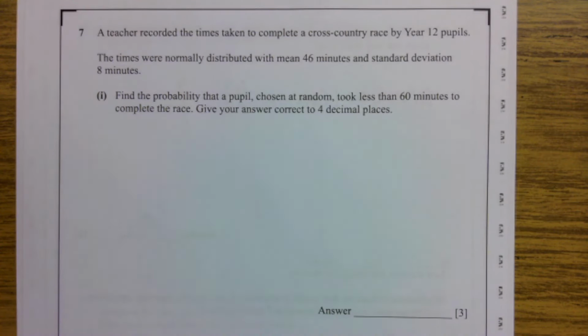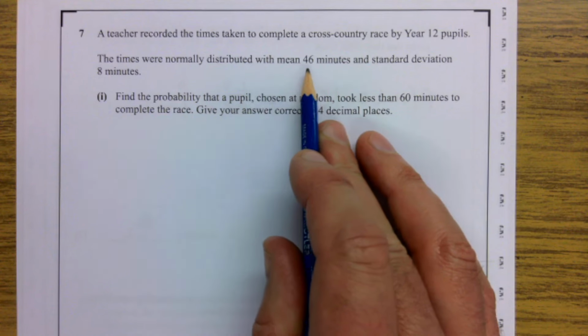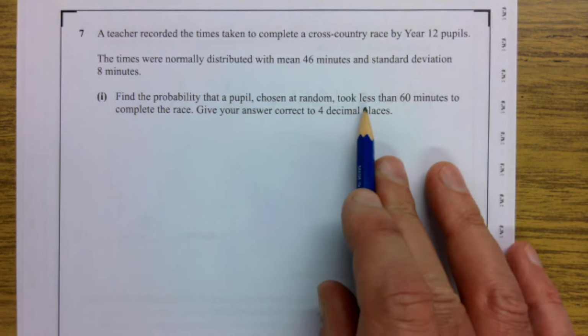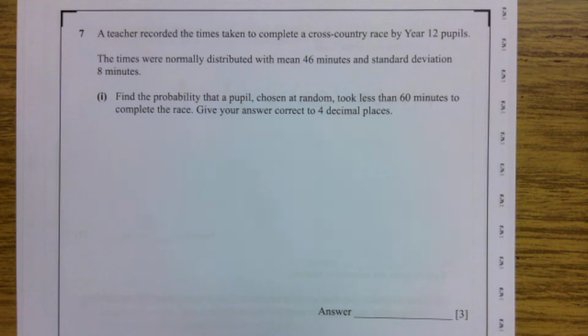Okay, finally question 7 then. A teacher recorded the times taken to complete a cross-country race by year 12 pupils. The times were normally distributed with a mean of 46 and a standard deviation of 8. Find the probability that a pupil chosen at random took less than 60 minutes to complete the race. Give your answer correct to 4 decimal places.